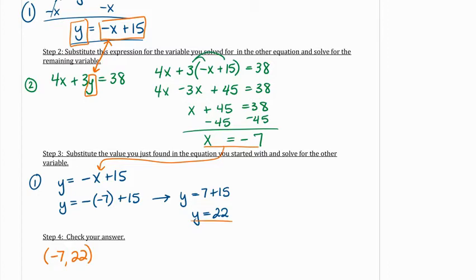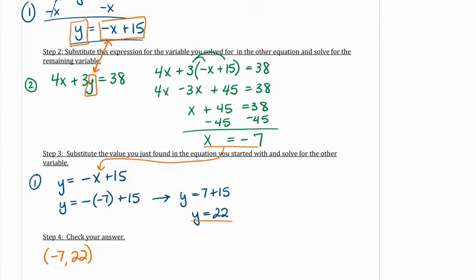Yes, Mark. So that is your answer. That is your ordered pair. That's your answer. Now, if I were to graph those two lines, that's the point where they would intersect, at negative 7, 22. Right?